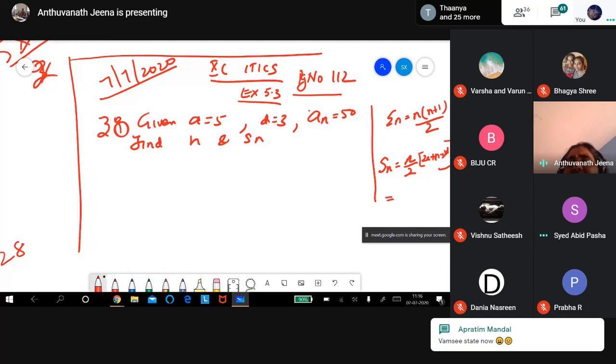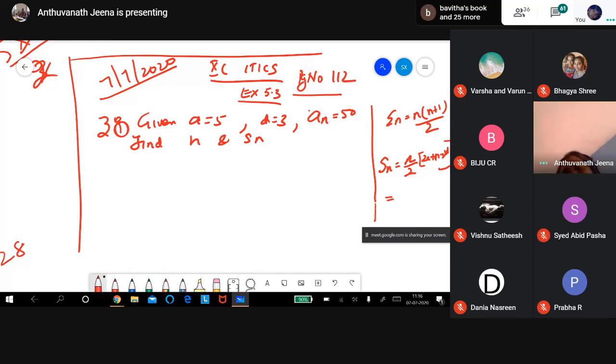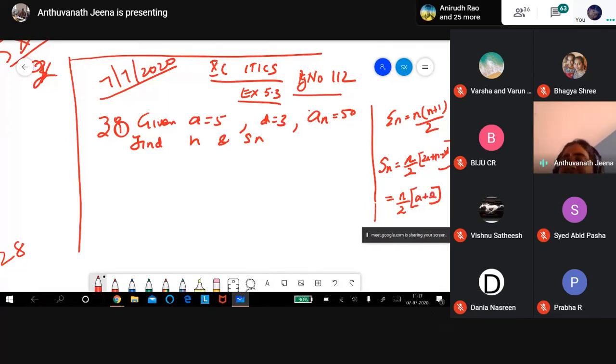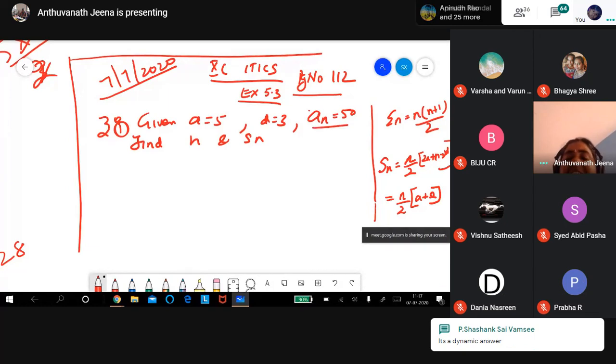Very good. Naresh, next formula. Abhijit, what is the next formula? There is one more formula for Sn. N by 2 into A plus L. L is the last term. L is nothing but AN. The last term is only AN, which will be called L also.